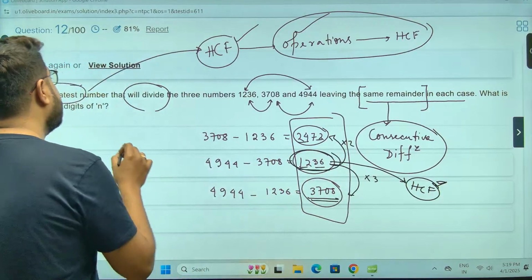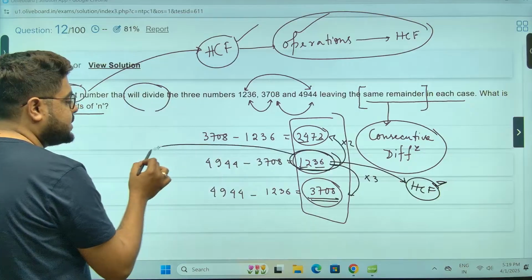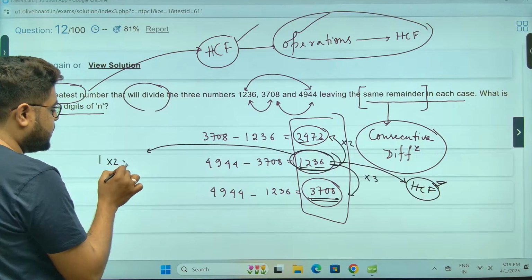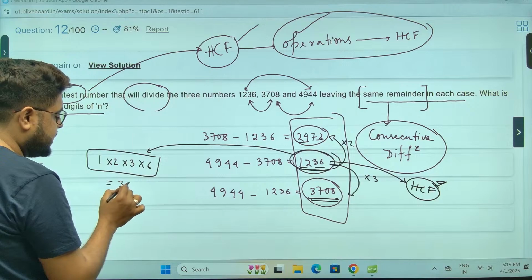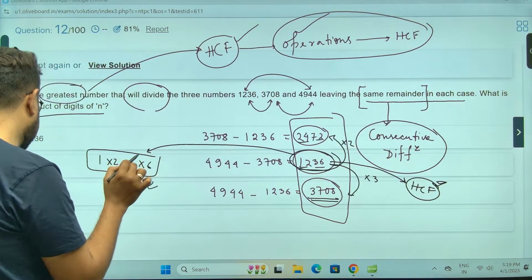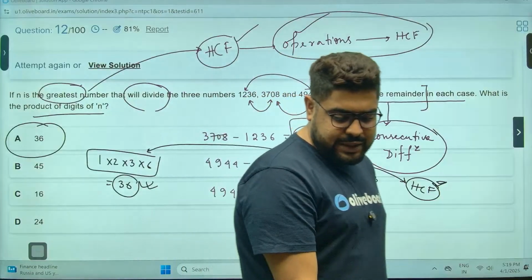Now they are asking product of the digits of that number. So product of the digits of this. Sir, 1 into 2 into 3 into 6. Sir, 6 2s are 12, 3s are 36, sir. That is your answer, sir. Option number A.